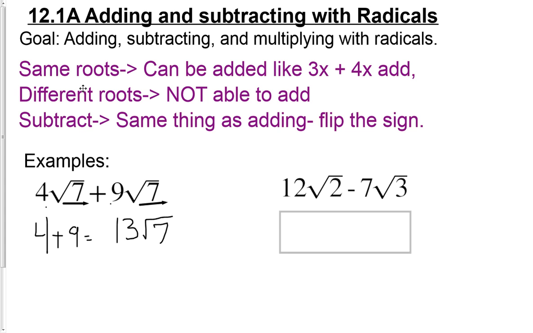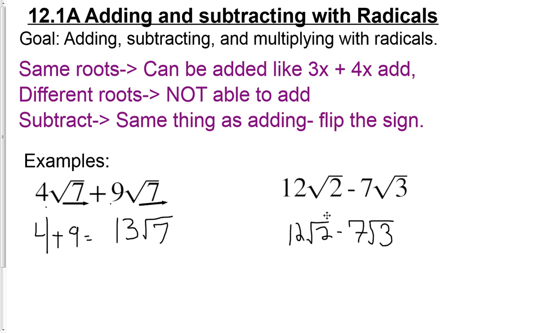Now, the other question would be, what if we have different roots? For example, 12 square root of 2 minus 7 square root of 3. Now, it is a minus. We could call this plus a negative 7 square root of 3, just as a reminder on how subtraction works. Same thing as adding, we just flip the sign. And square root of 2, square root of 3 does not match. We can't do anything here. So we just rewrite it. We couldn't simplify. 12 square root of 2 minus 7 square root of 3 would be your answer.